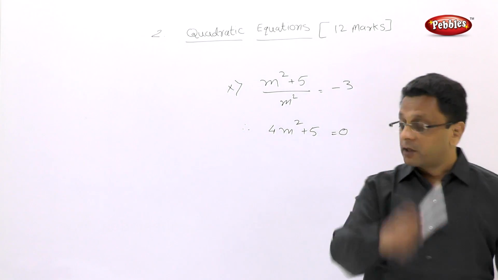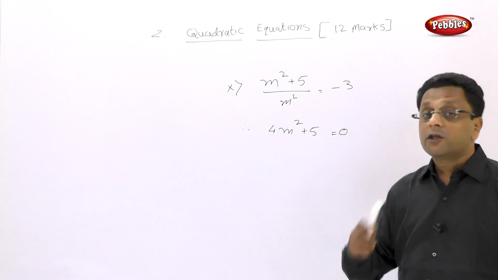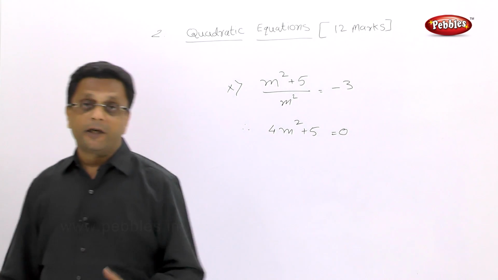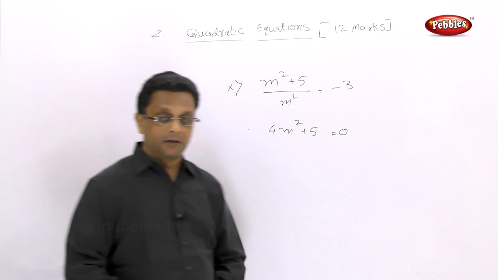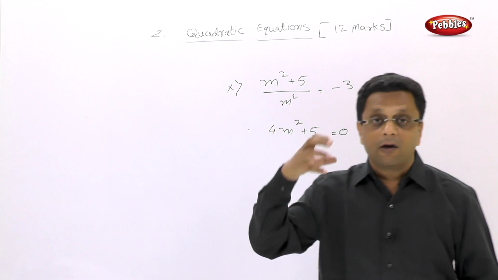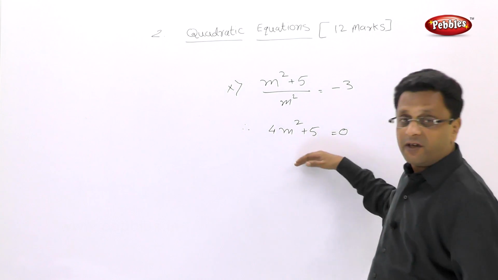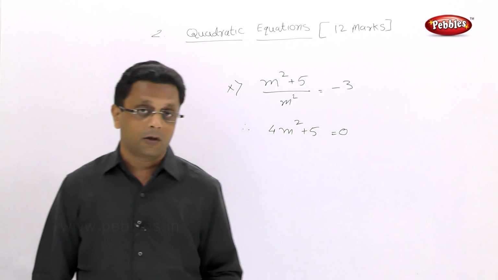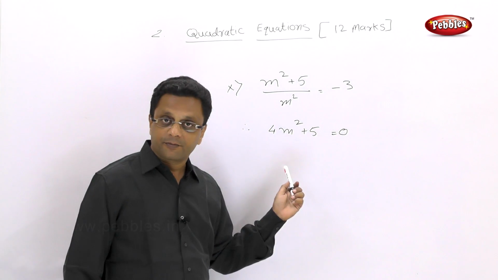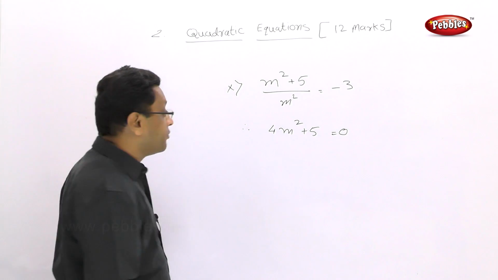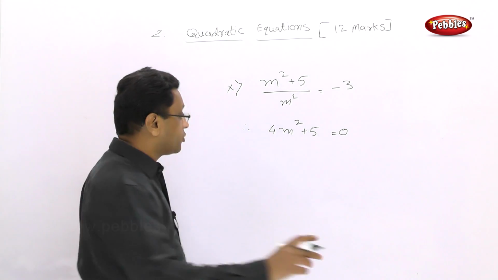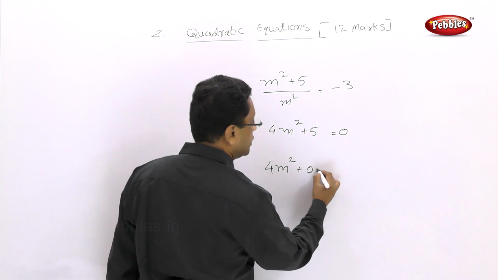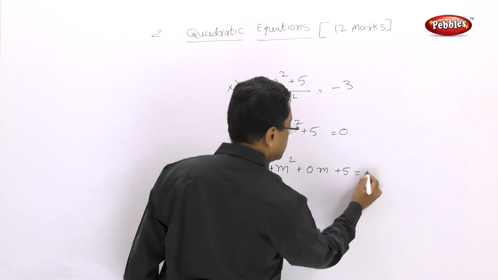Most of the examples we have done in this way. What is the proper way? Remember this, I have not interrupted you in between for the last 10 examples. Just to remind or just to emphasize this thing very, very clearly. Though your answer is right, though you know how to solve, your final answer is wrong. The standard form of quadratic equation, as a final answer, you should write like this: 4m square plus 0m plus 5 equal to 0.